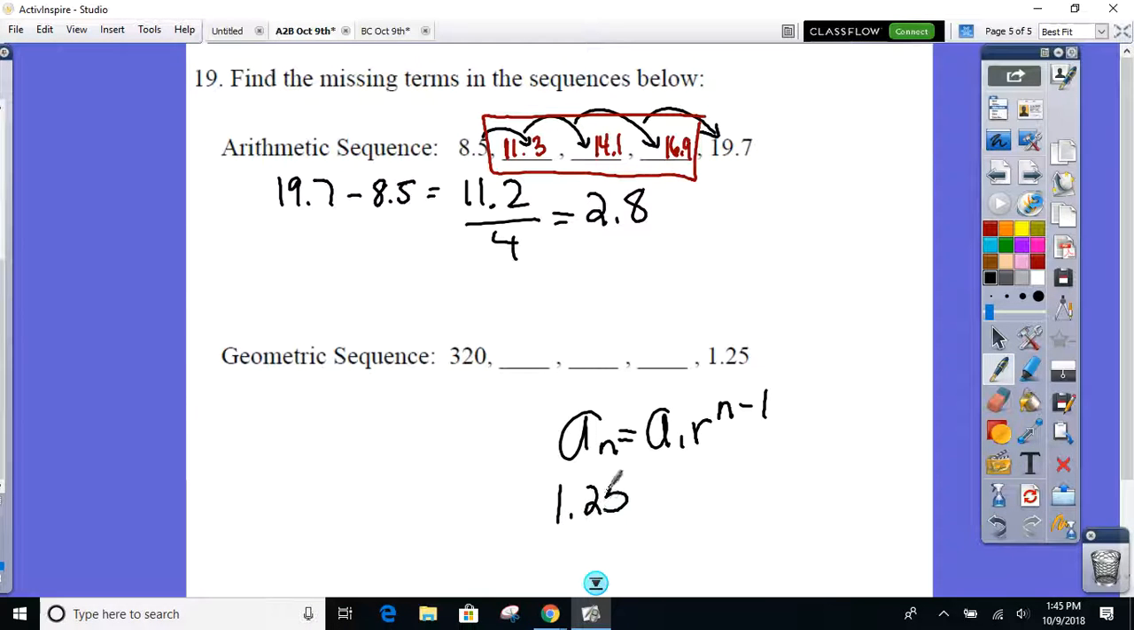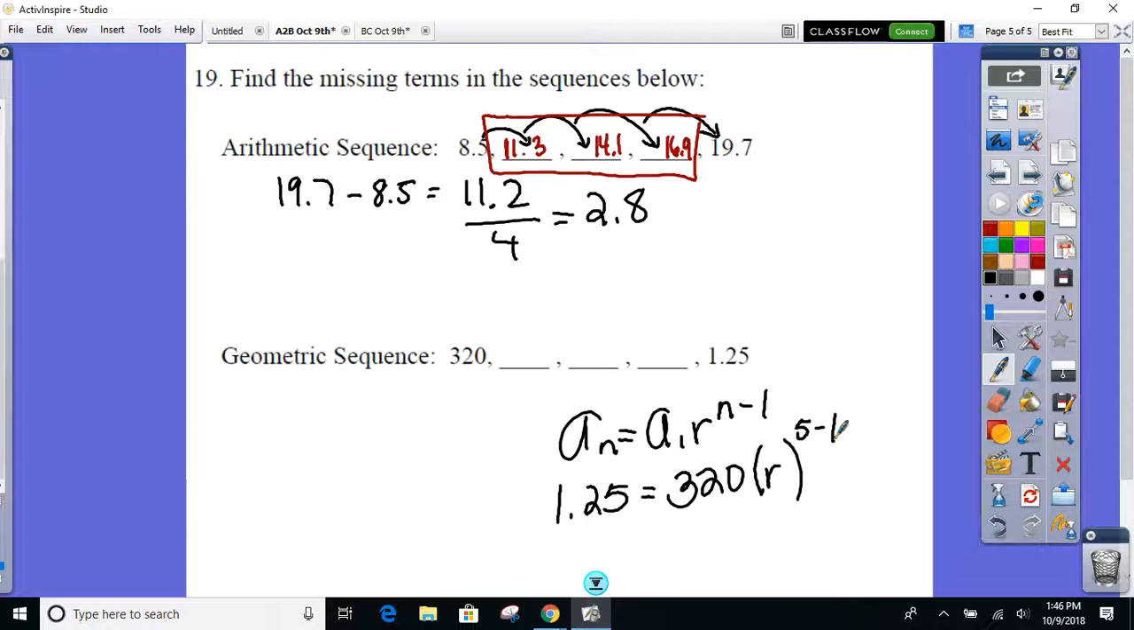1.25 is equal to the first term, 320, times r, which I'm trying to solve for. What's the n value here? What term is 1.25? 5? Everyone see where those numbers came from? No? Okay. First step then? First step to get r by itself?